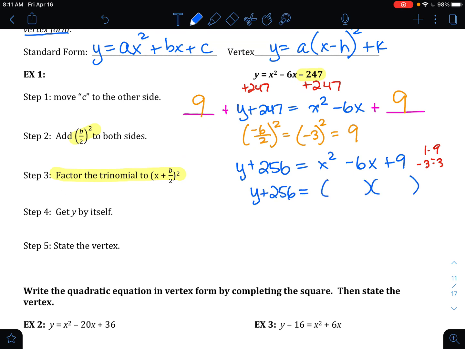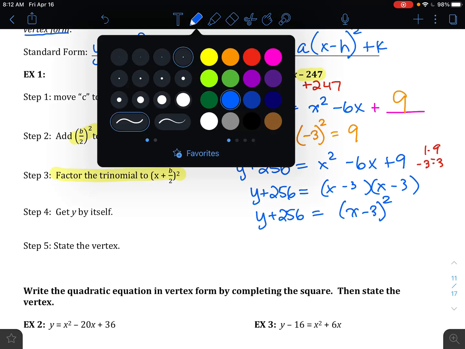I'm going to factor it, and I have x minus 3, x minus 3. Do you see there are two sets of x minus 3's? So what we can do is bring them together and call that one of them squared. So I can rewrite it like this, because there's two of them.